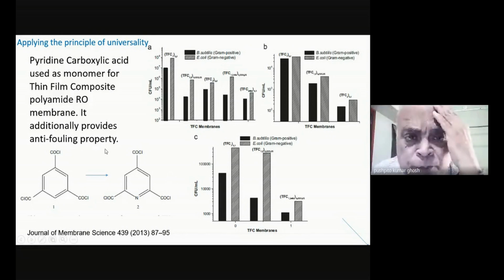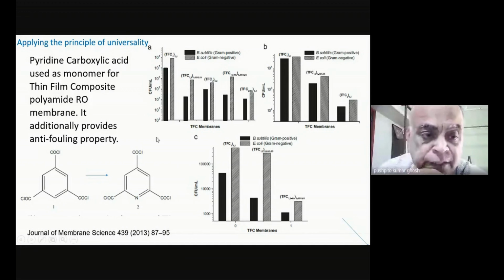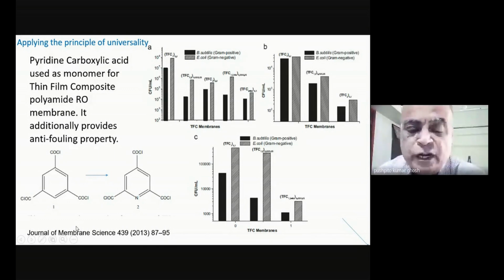What did we do? We basically applied the principle of universality. That is, something is there to do one function. Can I make it do one more function? This was the only function, that this aromatic ring bears the acid chloride so that it can polymerize with the diamine. And all I said is, can you make it do an additional function of becoming anti-fouling while at the same time doing its main activity, which is to induce the polymerization? Is it clear?